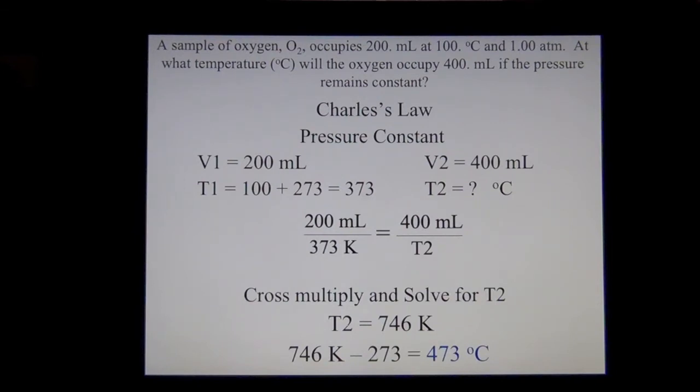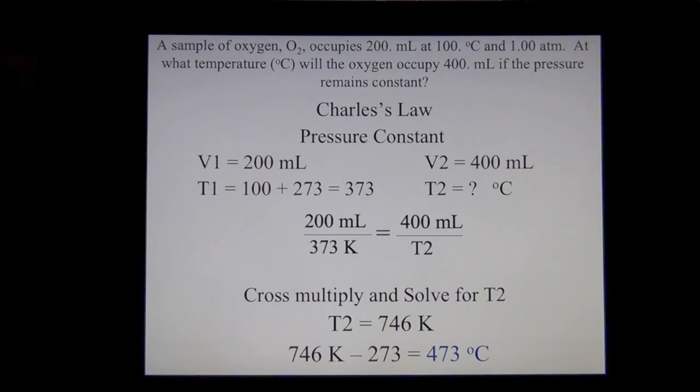Here our volume is going up by a factor of 2, so our temperature is going to have to go up by a factor of 2. To solve for what that final temperature is, we can use our algebraic expression V1 over T1 must equal V2 over T2. If you cross multiply here and algebraically solve for the unknown variable, solve for T2, you'll find out that you have a Kelvin temperature of 746.